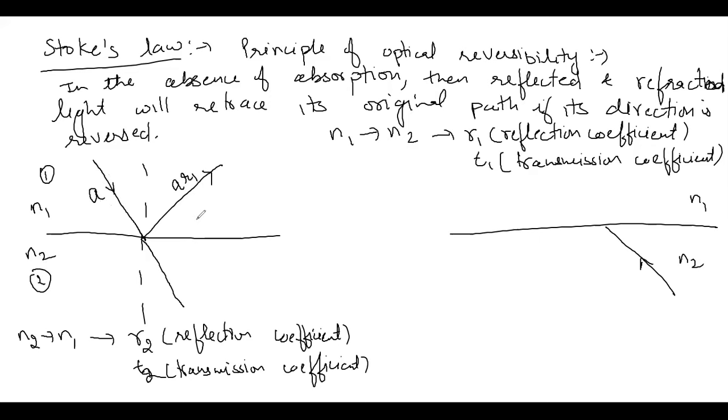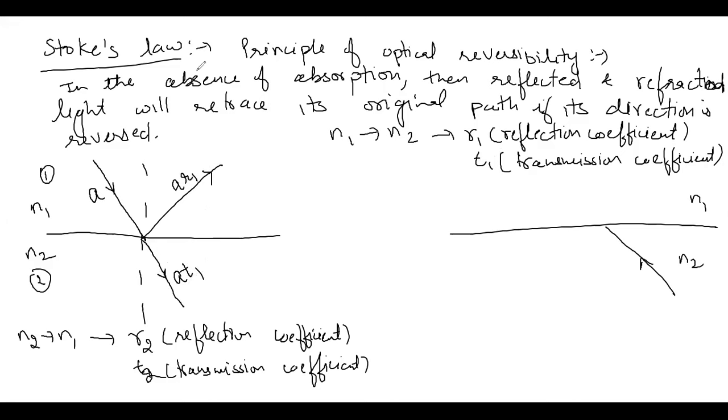If you multiply the incident amplitude by the reflection coefficient, that much will be the reflected light. Here the transmitted light would be A times T1, because T1 is your transmission coefficient, and as we said before, A is the amplitude of the incident light. So R1 is the reflection coefficient, so A times R1 will be reflected. T1 is the transmission coefficient, so A times T1 is what gets transmitted.